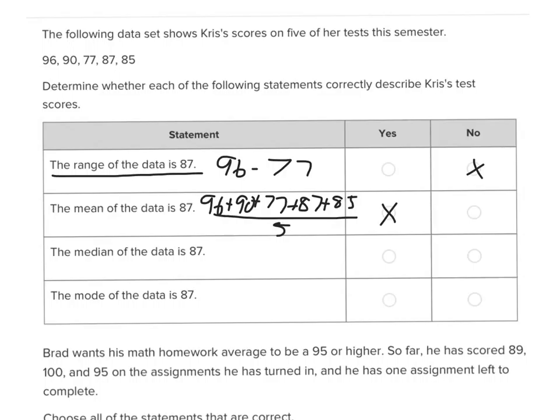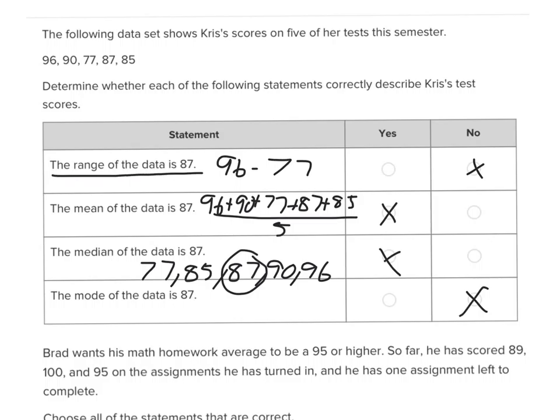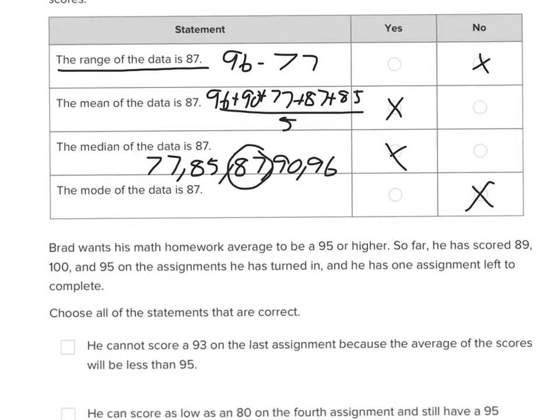The median of the data is 87. Median's the middle number when in order from smallest to largest. So 77, 85, 87, 90, and 96. Is 87 the middle number? Indeed. Is the mode 87? There is no mode because no number is listed more than once. That was easy.